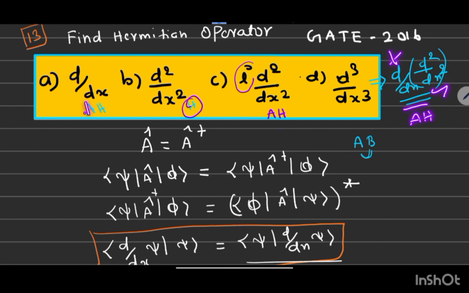So anti-Hermitian, Hermitian, anti-Hermitian, again anti-Hermitian. So the only Hermitian operator among these four is d squared by dx squared.